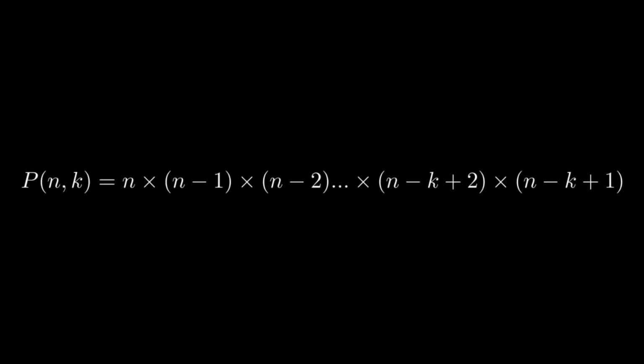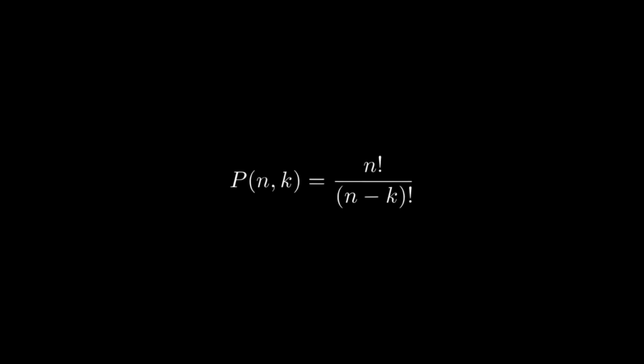Let's see if we can generalize this type of problem in order to get a formula. As you can see, in general, when we permute n students in k places, we get a product: n times n minus 1 times n minus 2 all the way to n minus k plus 2 times n minus k plus 1. We can write this more concisely using our factorial notation, as the number of permutations of n and k is equal to n factorial divided by n minus k factorial.